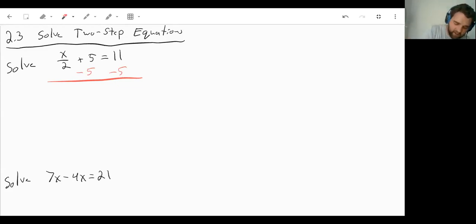What's left then will be x divided by 2 equals 6. Now I can get rid of that divided by 2 by multiplying both sides by 2, which will leave us with x equals 12.